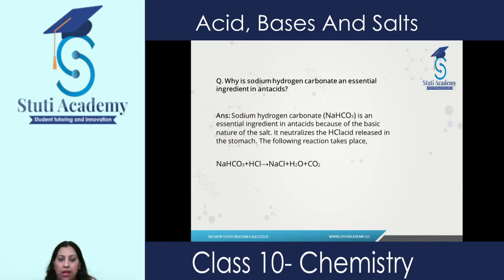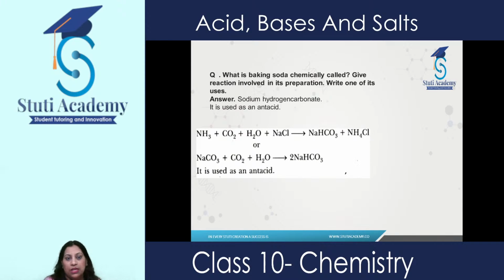As you can see here, this is sodium hydrogen carbonate. When it combines with HCl, it gives NaCl, water and carbon dioxide gas. Now next question that can come in the exam is, what is baking soda chemically called? It means you need to give the chemical name of baking soda, give the reaction involved in its preparation, and write one of its uses. And the chemical name of baking soda is sodium hydrogen carbonate, which I have already discussed with you.